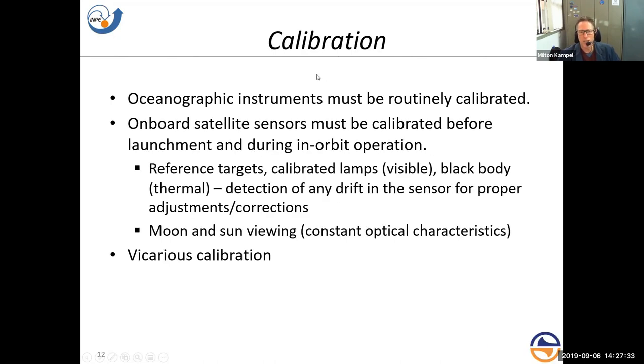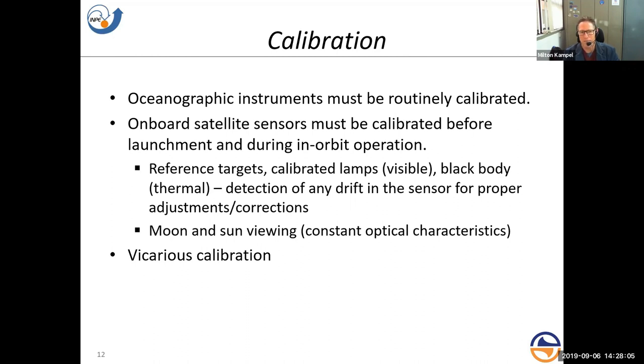In terms of calibrations, as you probably know, oceanographic instrumentation must be routinely calibrated. The same goes for onboard satellite sensors. They must be calibrated before the launch and during in-orbit operation. This relies on reference targets, calibrated lamps, and black bodies, and it's important to detect drifts of the sensors for proper corrections. Also, some satellite sensors can make maneuvers for moon and sun viewing.